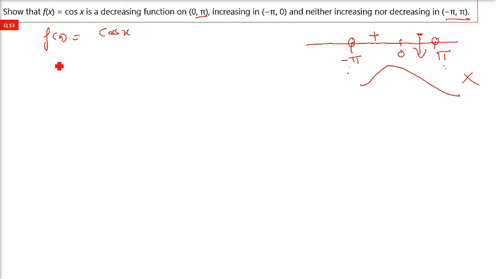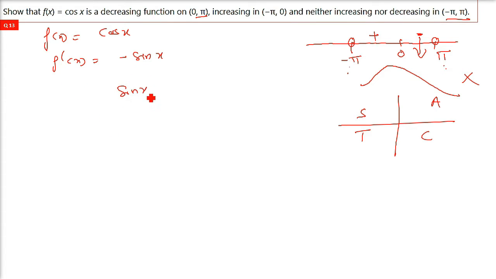f(x) equals cos x. f dash x, the derivative of cos x, will be minus sin x. This is minus sin x. Now just show that in between 0 and pi and negative pi to 0. So this is add sugar to coffee we are talking about. So what does negative pi mean? That is important. Negative pi means if you place, say, a mirror at 0, then pi and negative pi are mirror images. So the derivative of cos x is negative sin x.